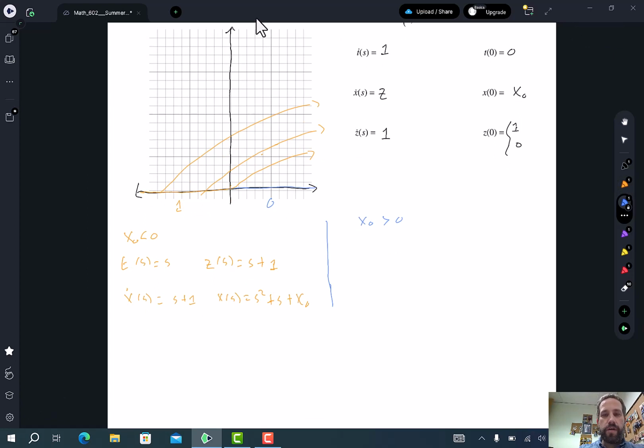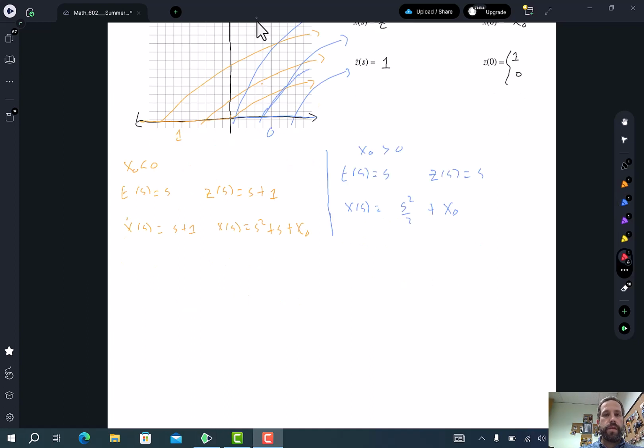Okay, for x naught greater than 0, t of s is equal to s. z of s is still going to be s plus z naught, but here z naught is 0. And so x of s is just going to be s squared over 2 plus x naught. And so now I see that there's going to be a shock. So I can solve for the characteristics on the orange part and solve for what the solution is going to be on the blue part. So let me go ahead and do that now.